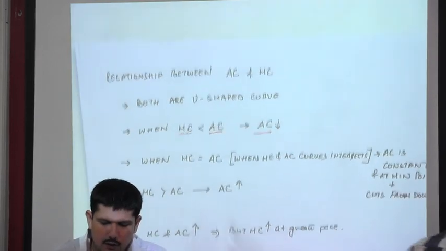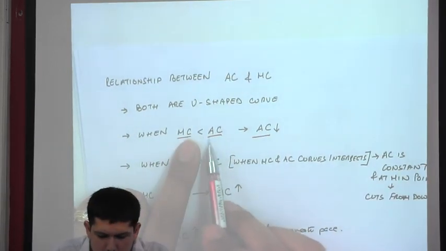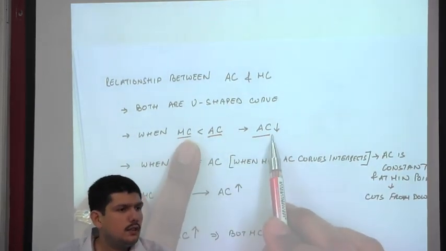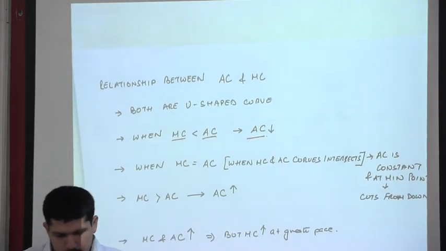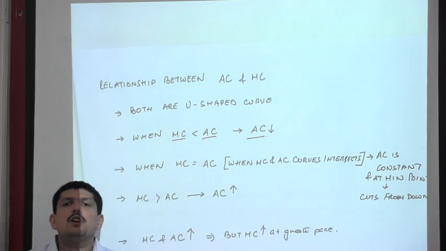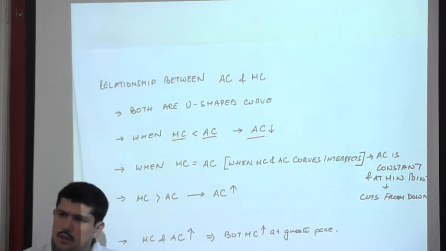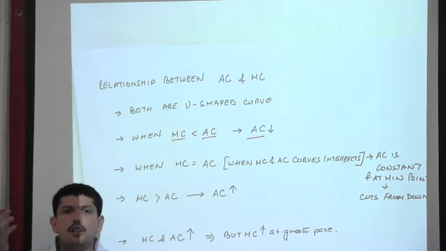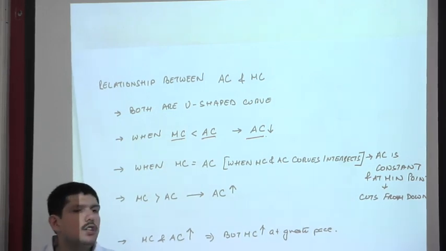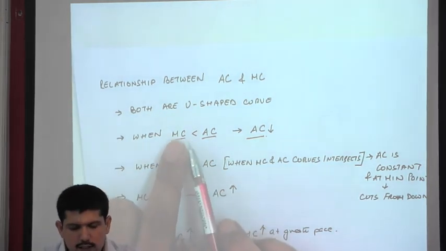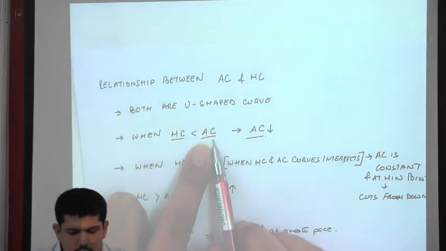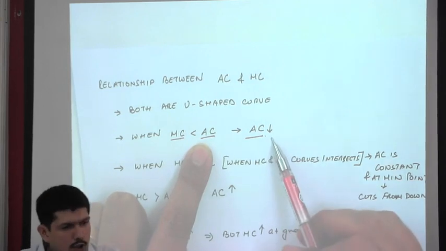When my marginal cost is less than my average cost, the average cost will fall. Yesterday we also understood the same relationship: when my marginal cost increases, what will happen? My average cost will also increase. When my marginal cost decreases, my average cost will also decrease. Right, so when my marginal cost is less than my average cost, the average cost will fall.